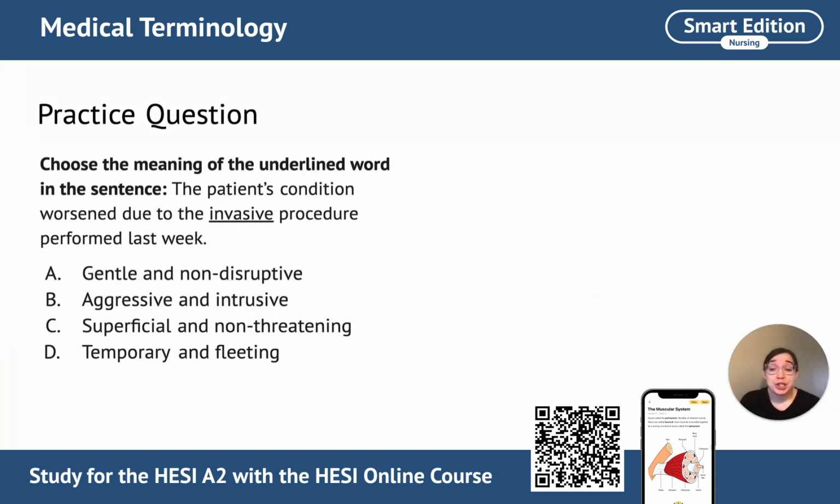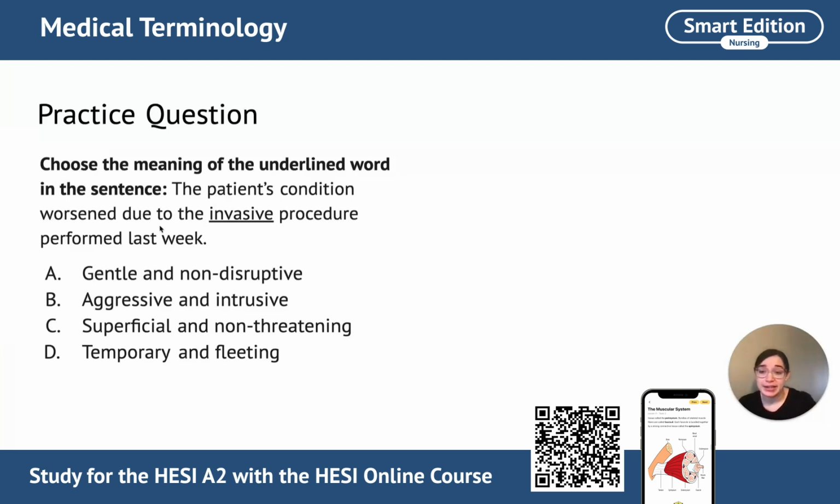The patient's condition worsened due to the invasive procedure performed last week. Is it A, gentle and non-disruptive? Is it B, aggressive and intrusive? Is it C, superficial and non-threatening? Or is it D, temporary and fleeting? And before we say what the correct meaning of the word invasive is, let's again look at the context of the sentence that we're given.